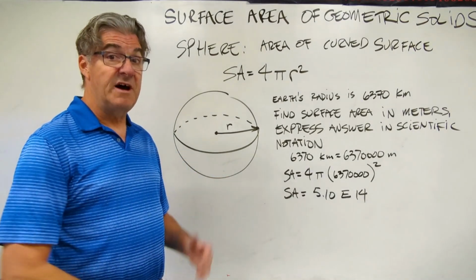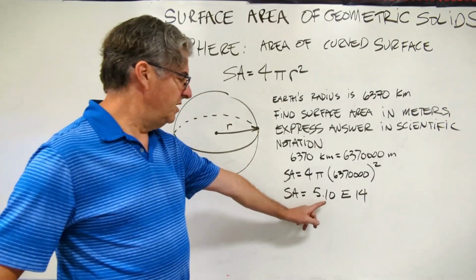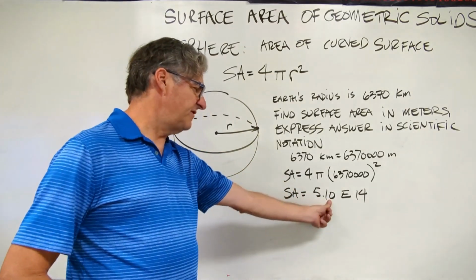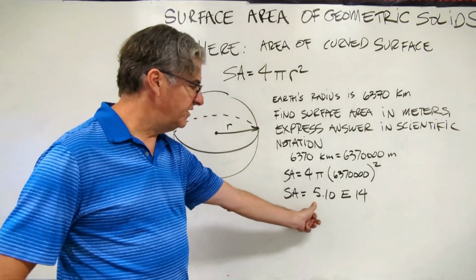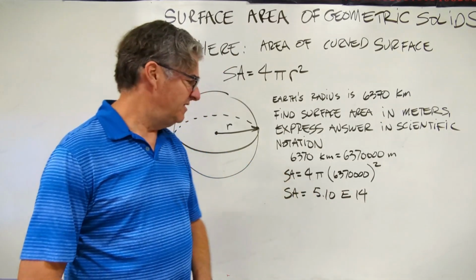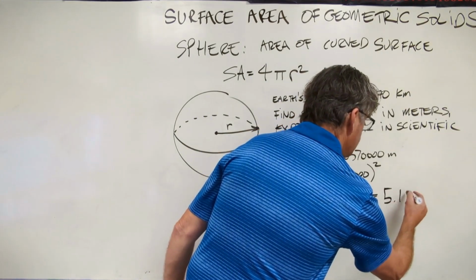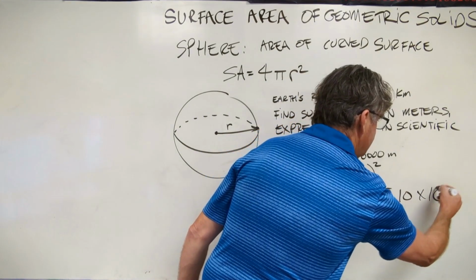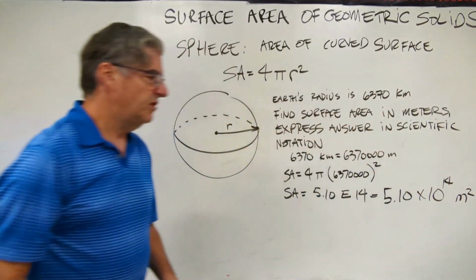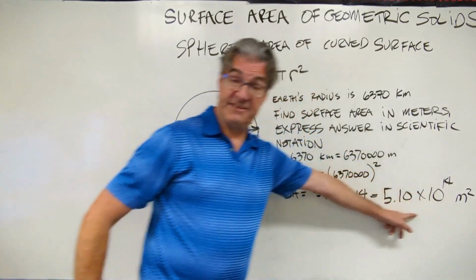All right, when I do this on my scientific calculator, here's what the readout shows. Well, it's actually 5.099, so it rounds up to 5.10, 3 sig figs. And then I get this E, and then I get this 14. What does that mean? What it means is 5.10 times 10 to the 14. Let's not forget our units, meters squared. So if this was the instruction, the answer would look like that, okay?